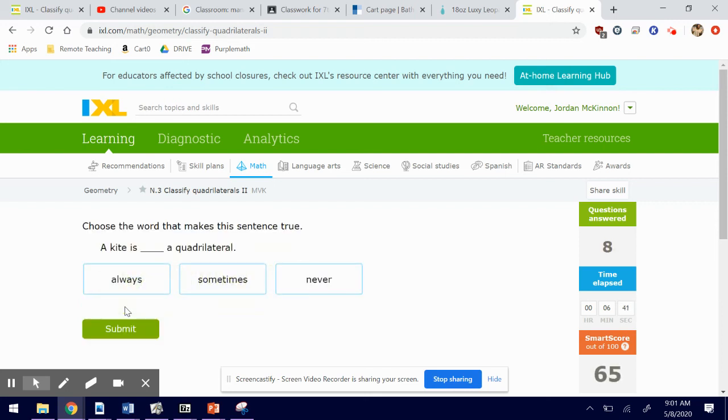Choose the word that makes the sentence true. A kite is always a quadrilateral because a kite always has four sides. So it's always going to be a quadrilateral.